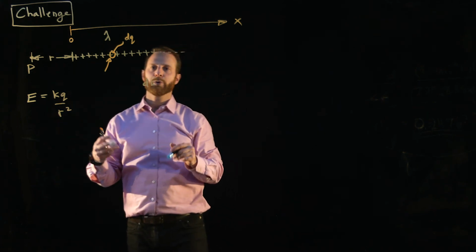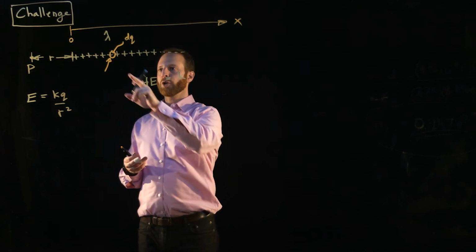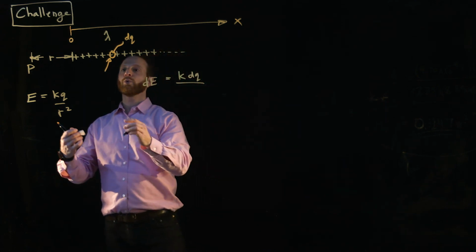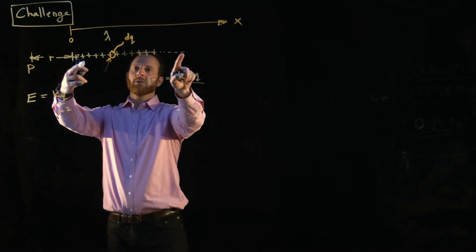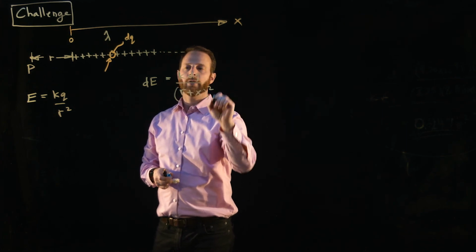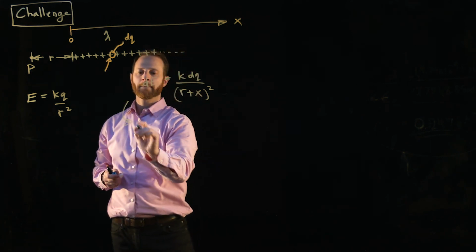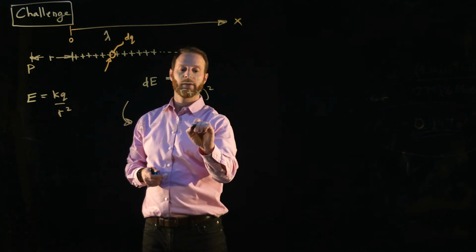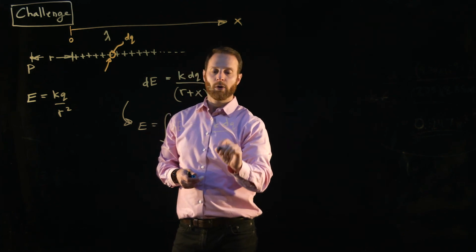So the little bit of contribution to the electric field involves k, the little bit of charge at that location, dq, and the distance squared. The distance from the point P is r plus whatever distance x along the line you've gone. In other words, it's r plus x, quantity squared. And to get the total contribution to the electric field, E is going to be given by the integral over all the dq's.